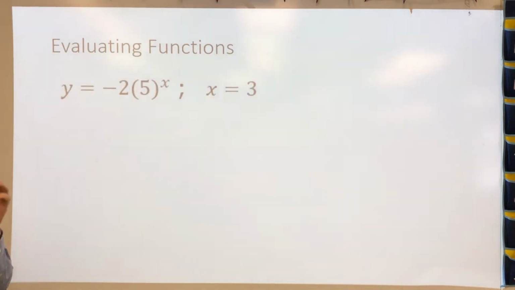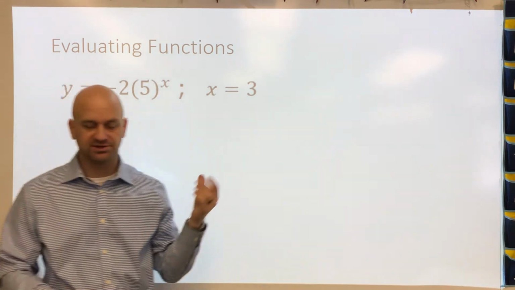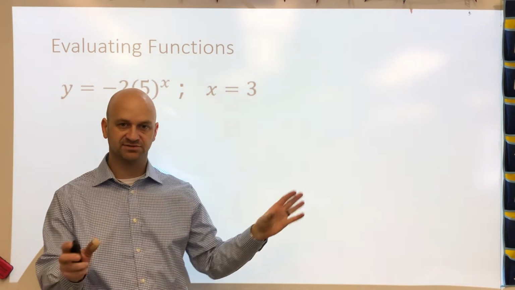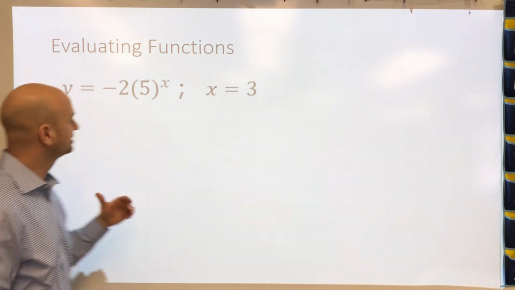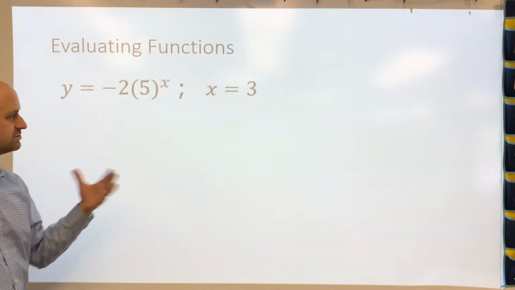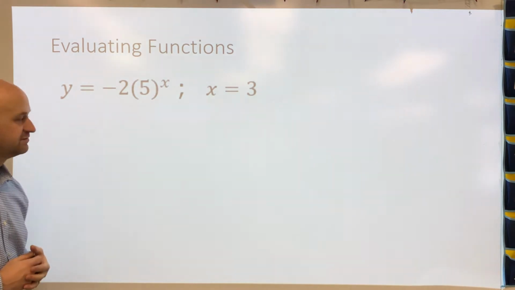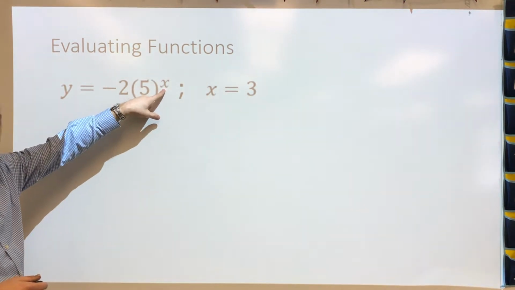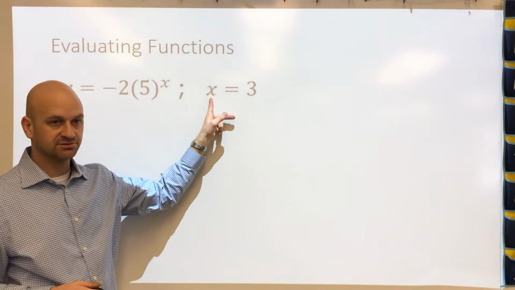All right, so the next type of question. The first question: can you identify a linear function versus an exponential? We just went over that, given tables. The next type of question you're going to have is evaluating. This is where we just plug in a value for our variables. In this case, we have negative 2 times 5 to the power of x, and we want x equal to 3.